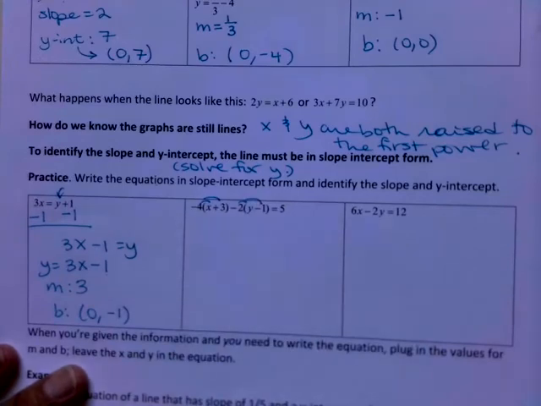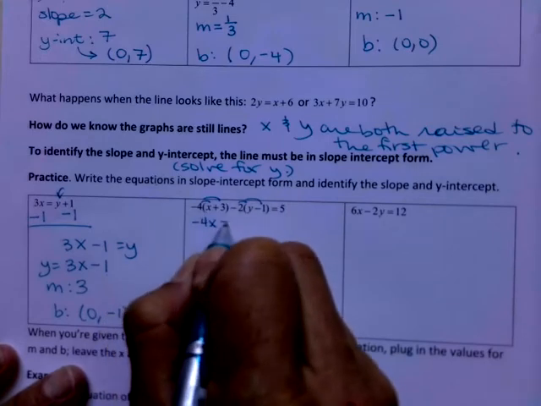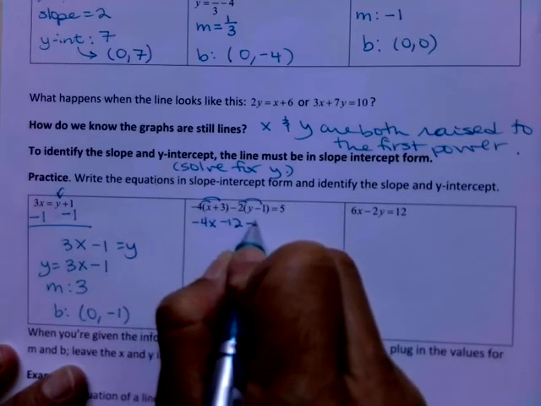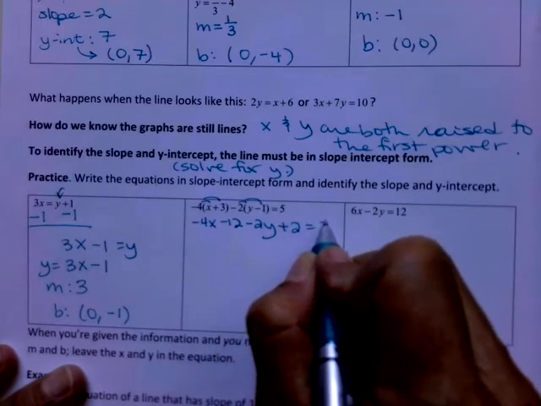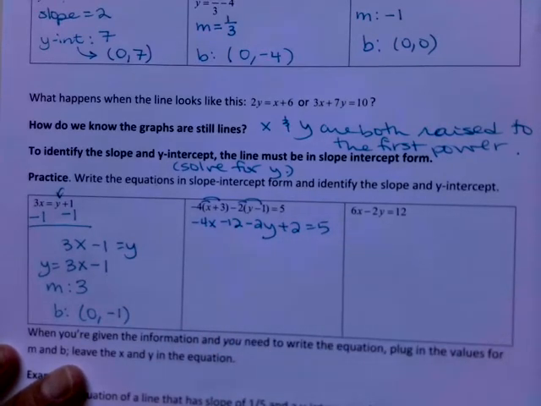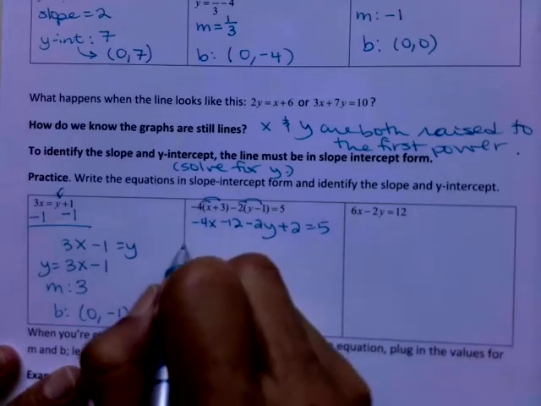We have to solve for y, so we have to see what all this stuff is. So I'm going to get a negative 4x minus 12 minus 2y plus 2 equals 5. Okay, well, that's a lot of stuff. I see some terms I can combine here on the left side, so let's go ahead and do that.